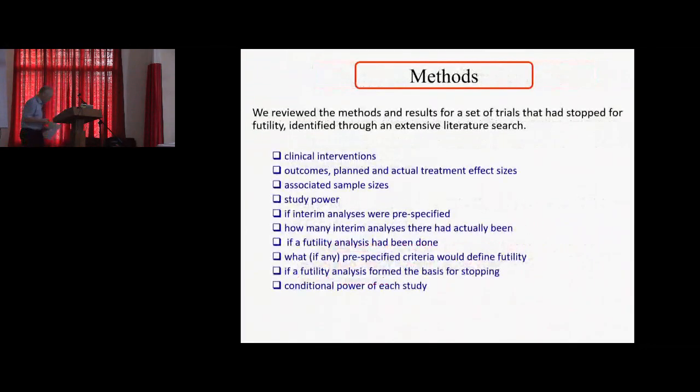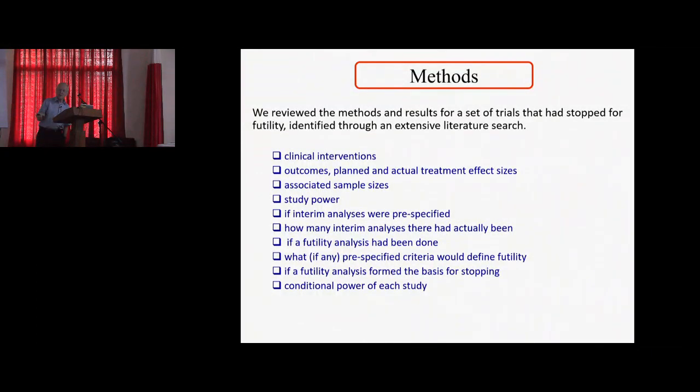So this is again part of what I referred to as the stop it studies, the stop it group. And what we did within a bigger sample of all sorts of trials which had been identified in general, we found a group of studies that had stopped indeed for futility, and I'll show you a little bit about the literature search in a moment. And we went into those studies and pulled off a whole lot of information such as that. What's it about? The clinical intervention. What did they plan for the study? What was the actual treatment size? And so on. Sample sizes, study power.